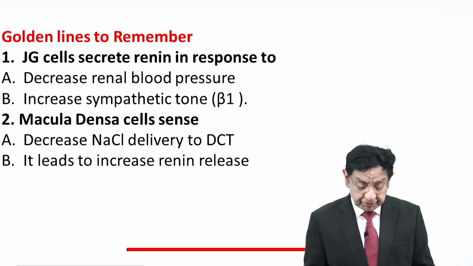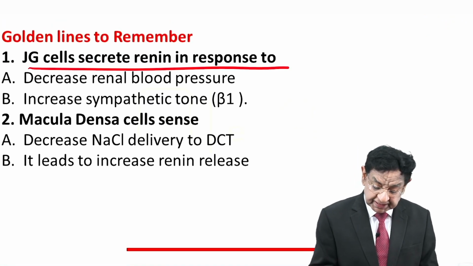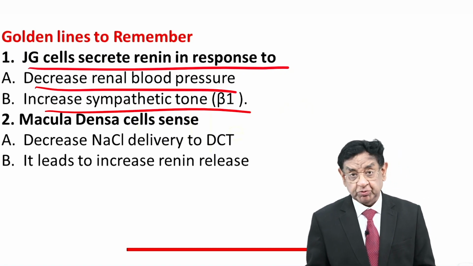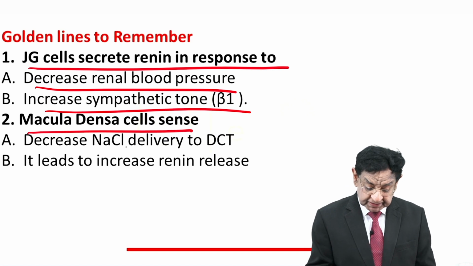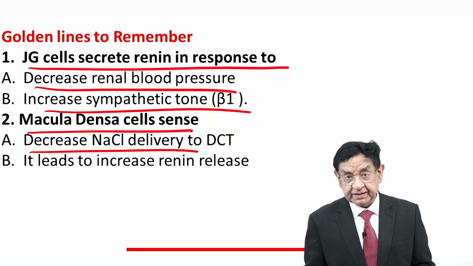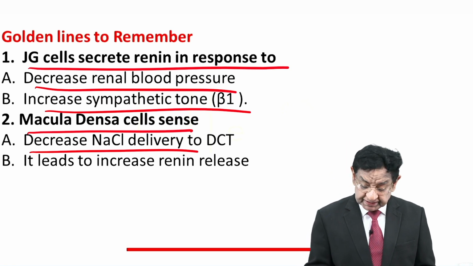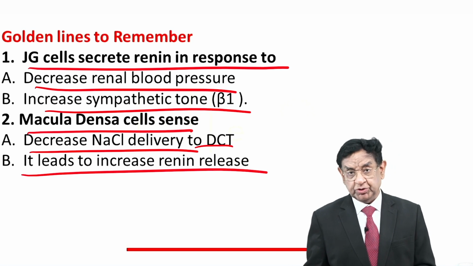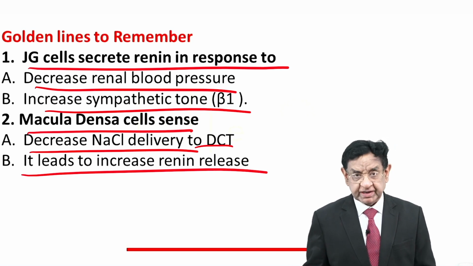So the golden line to remember: juxtaglomerular cells secrete renin in response to decreased renal blood pressure and increased sympathetic tone via beta 1. The macula densa senses decreased sodium chloride delivery to the DCT, and that leads to increased renin release. Ultimately, both are going to cause increased renin release.